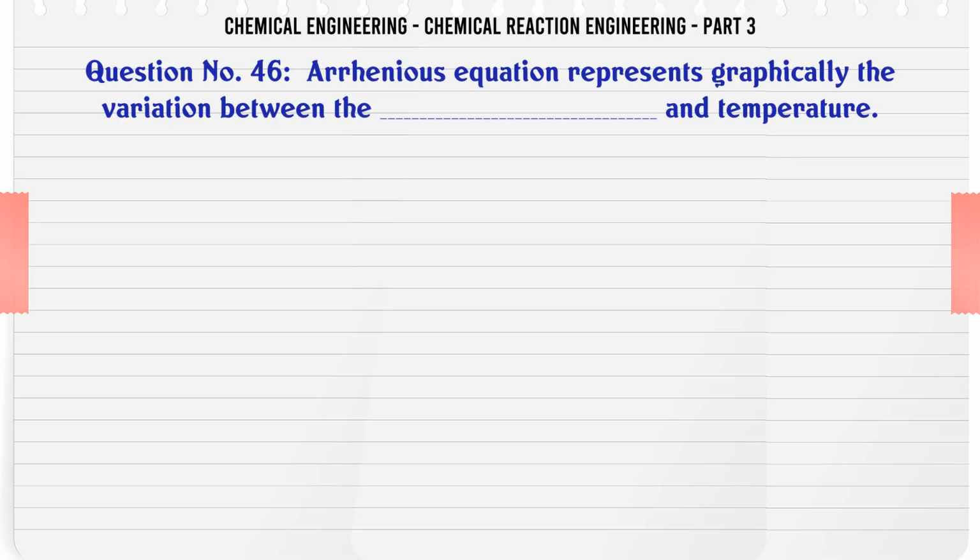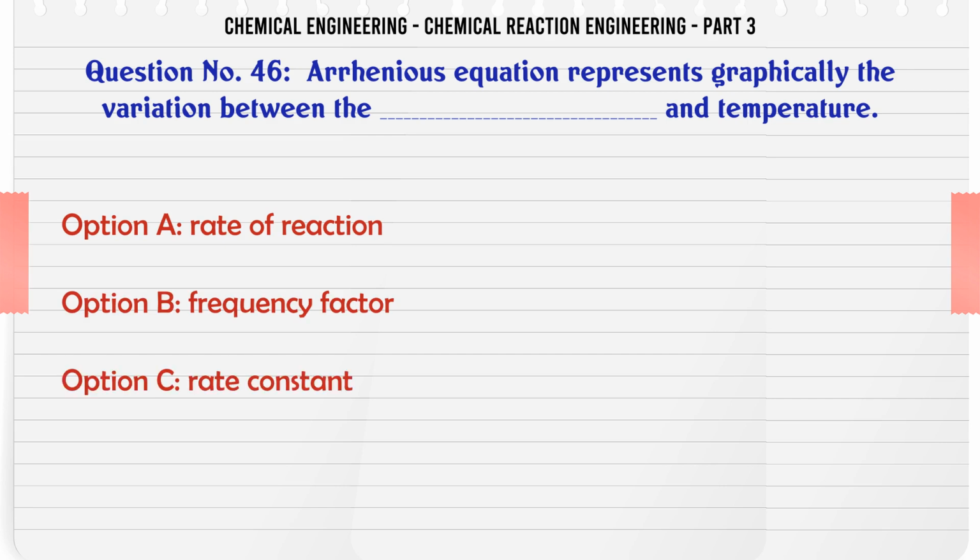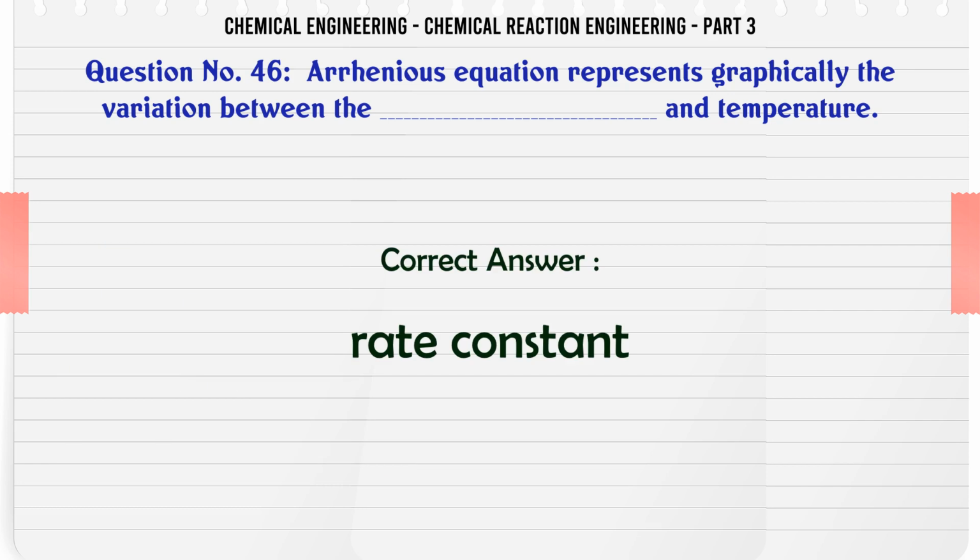Arrhenius equation represents graphically the variation between the and temperature. A. Rate of reaction, B. Frequency factor, C. Rate constant, D. Activation energy. The correct answer is rate constant.